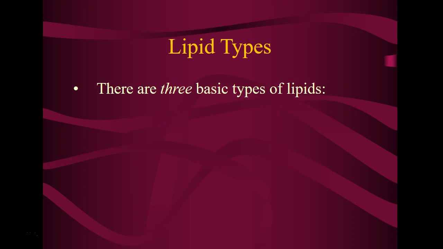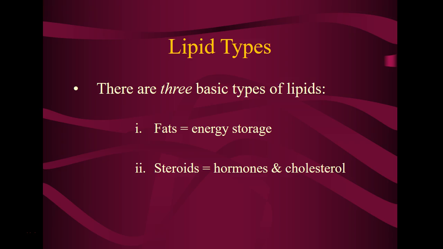All right, there are 3 types of lipids. So you have fats. That's just the normal fat on your body. And the purpose of that fat on your body is to store energy. Like I said before, if you don't use those carbs right away, they store themselves as fat on your body.